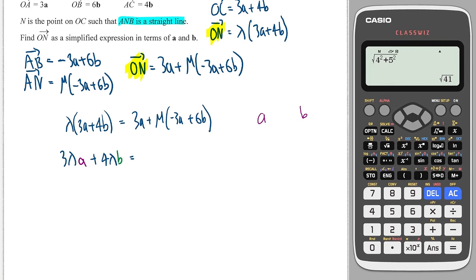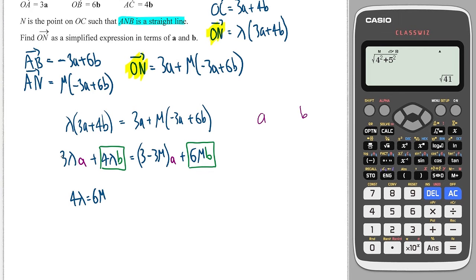Okay, and let's look at this side. Well, we have 3a, and we've also got minus 3 mu a. So in total, we have 3 minus 3 mu lots of a. And in terms of the b, we're just going to have mu times 6b. So this is going to give me 6 mu b. Okay, great. Now what we could do is compare coefficients, because like I said before, the a's and the b's must be the same on each side. So this tells me that 4 lambda must equal 6 mu.